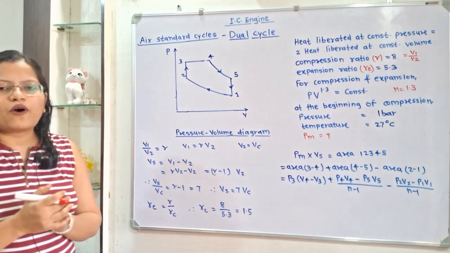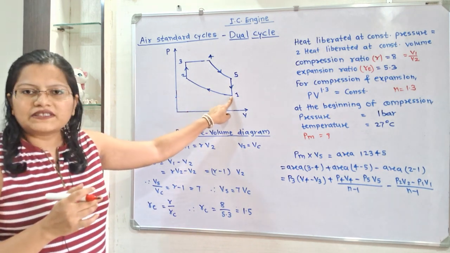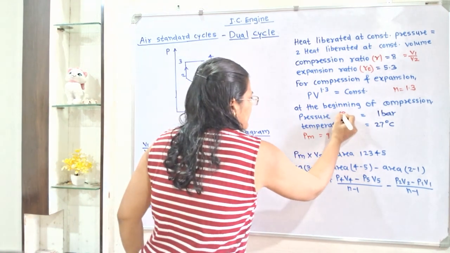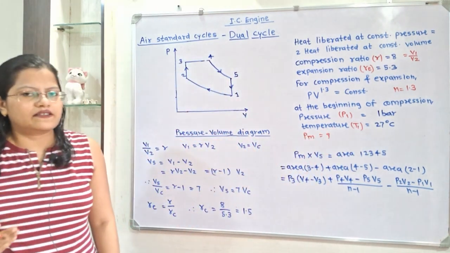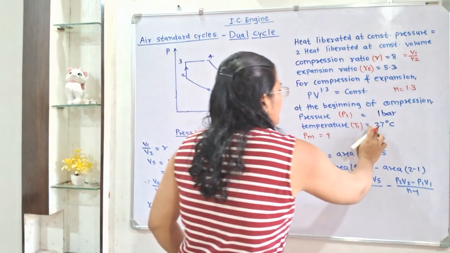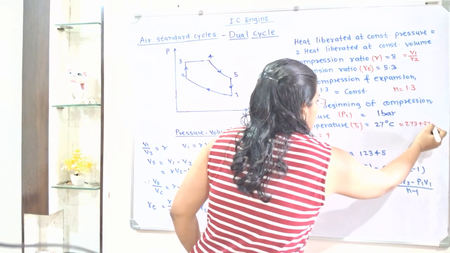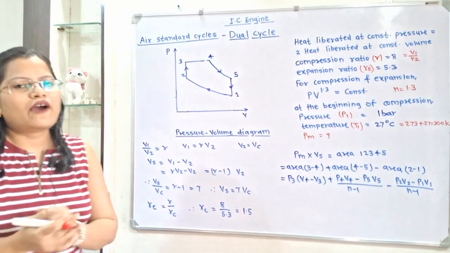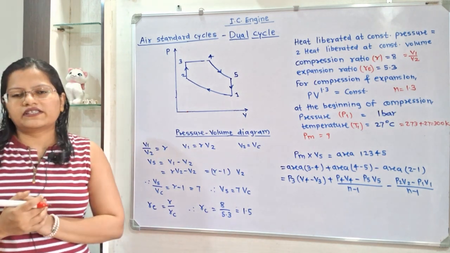At the beginning of compression, pressure and temperature are given. At point 1, pressure P1 is equal to 1 bar and temperature T1 is equal to 27 degrees Celsius. But for the calculation purpose, we have to convert this into Kelvin, that is 273 plus 27, which is equal to 300 Kelvin. And we have to find out the mean effective pressure for this dual cycle.